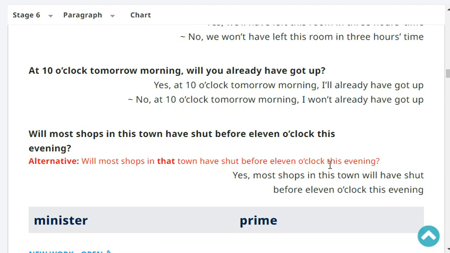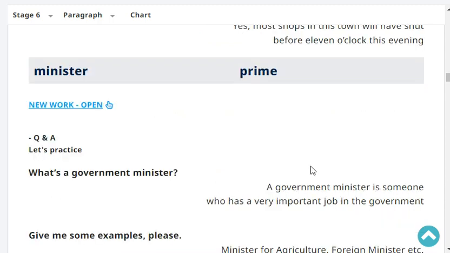Will most shops in your town have shut before 11 o'clock this evening? Yes, most shops in my town will have shut before 11 o'clock this evening. Very good.